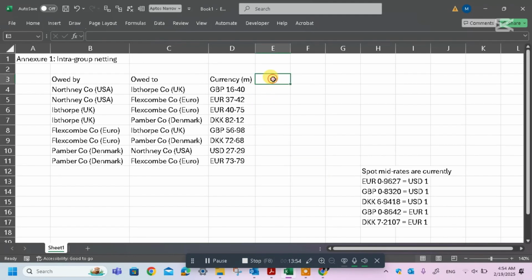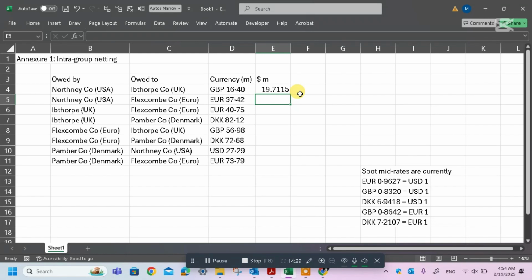Right. Let's convert this to dollars, dollar millions. GBP, the rate is given. 1 USD is 0.8320 GBP. So it's going to be 16.40 divided by 0.8320. That many dollars.